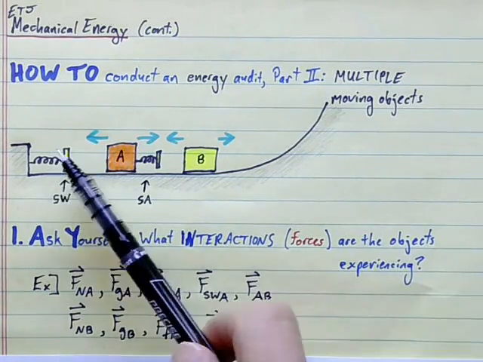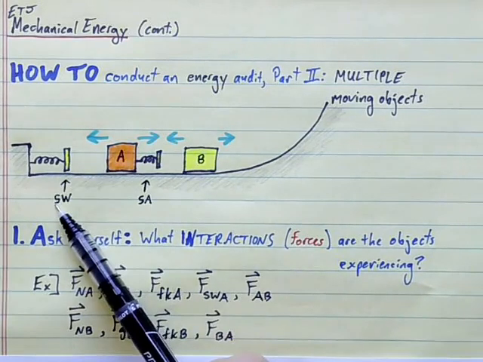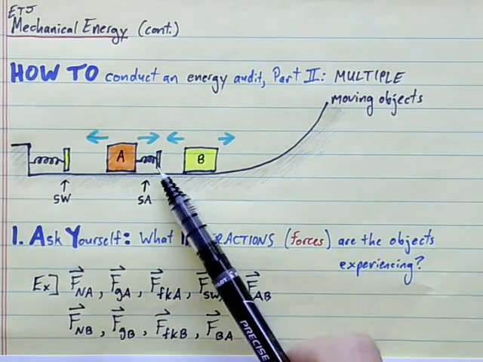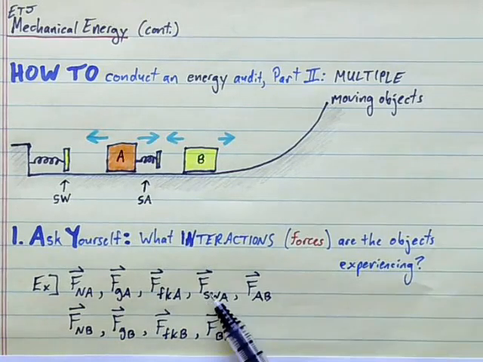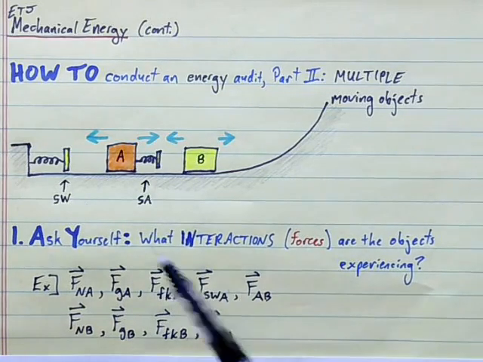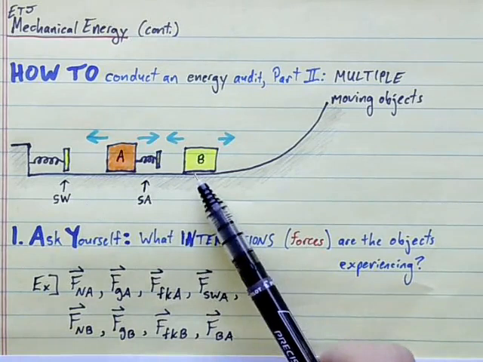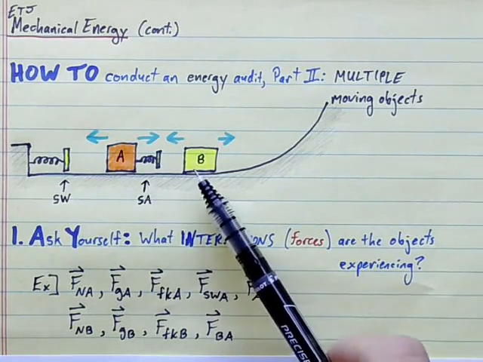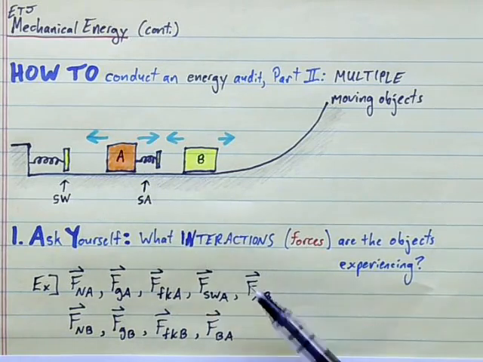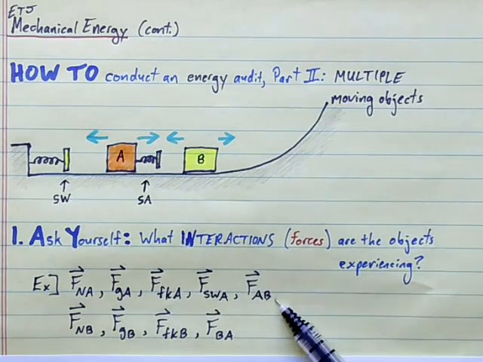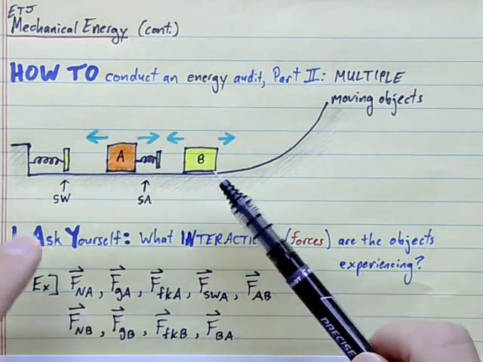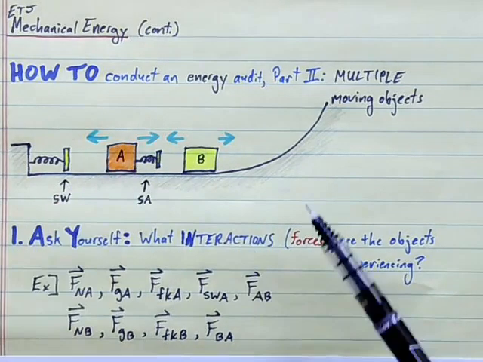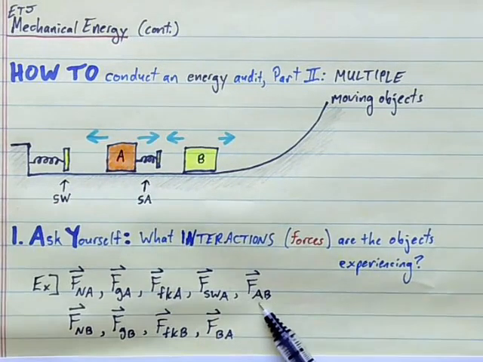I'm going to call this spring the spring attached to the wall, SW, and this spring the spring attached to A, so SA. So the spring force from the wall spring on A. Then, if A and B collide with each other, there will be a contact force on A due to B, and that'll be mediated by this spring here. So this spring-like contact force if A and B collide. This is the force on A due to B.